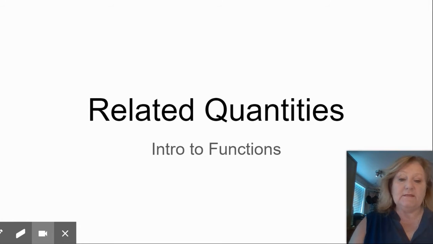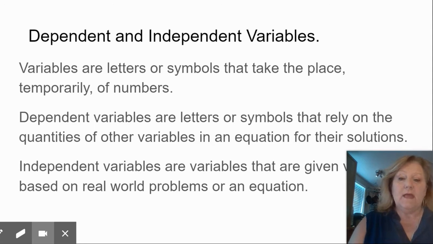This week we're going to be talking about related quantities and dependent and independent variables. If you recall, variables are letters or symbols that take the place temporarily of numbers. Dependent variables are letters or symbols that rely on the quantities of the independent variable. Independent variables are variables that are given a specific number or a specific quantity based on a word problem or an equation.